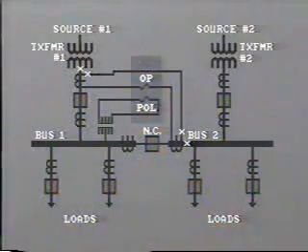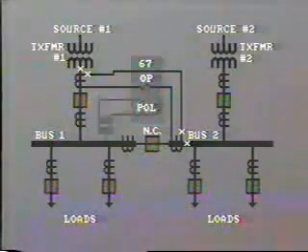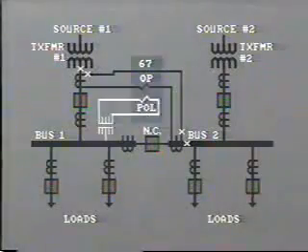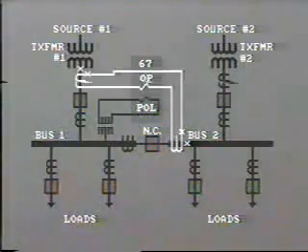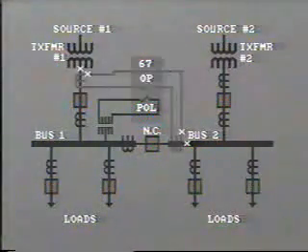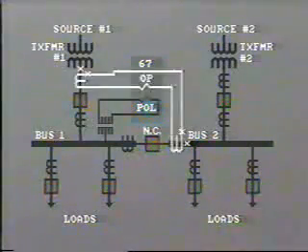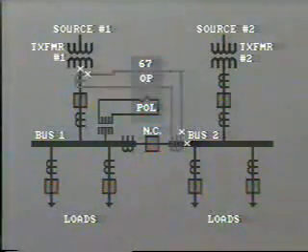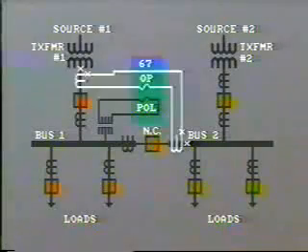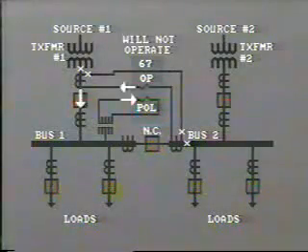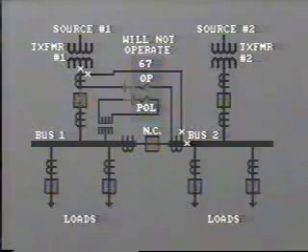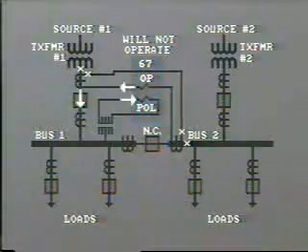The directional overcurrent relay gets its reference quantity from the VT in the bus. The operating coil of the directional relay is supplied from both the CT in the transformer feed and from the CT in the bus. As long as the transformer is feeding into the bus, the directional relay will not operate because the two secondary currents are opposite to the polarizing quantity.